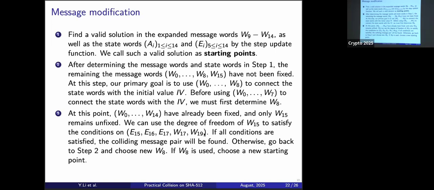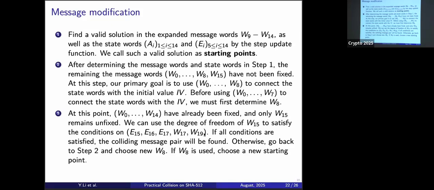Based on the 29-step trail, we can give the message modification, and it has 3 steps. In the first step, we can find a valid solution in the expanded message words W9 to W14, as well as the state words A1 to A14 and E5 to E14 by the step update function. We call such a valid solution a starting point. And in the second step, we determine the message words and the state words in step 1.